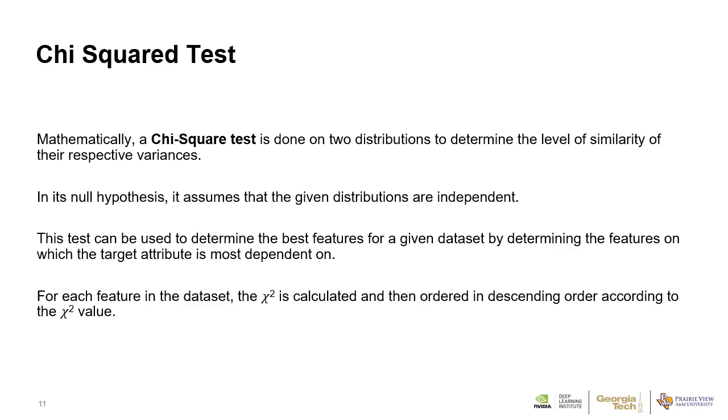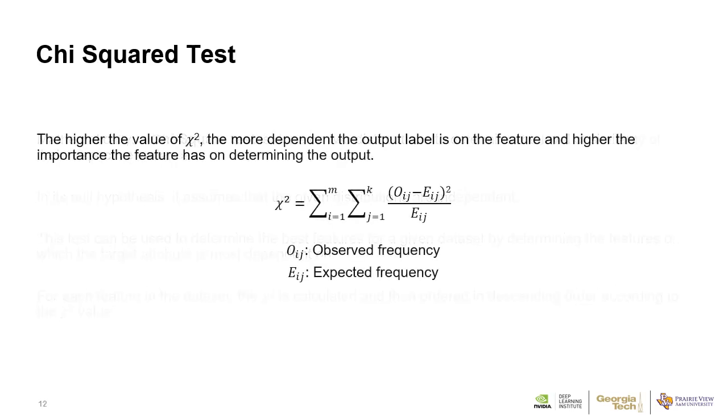For each feature in the data set, the chi-squared value is calculated and then ordered in descending order according to the chi-squared values. The higher the value of chi-squared, the more dependent the output level is on the feature, and the higher the importance the feature has in determining the output.